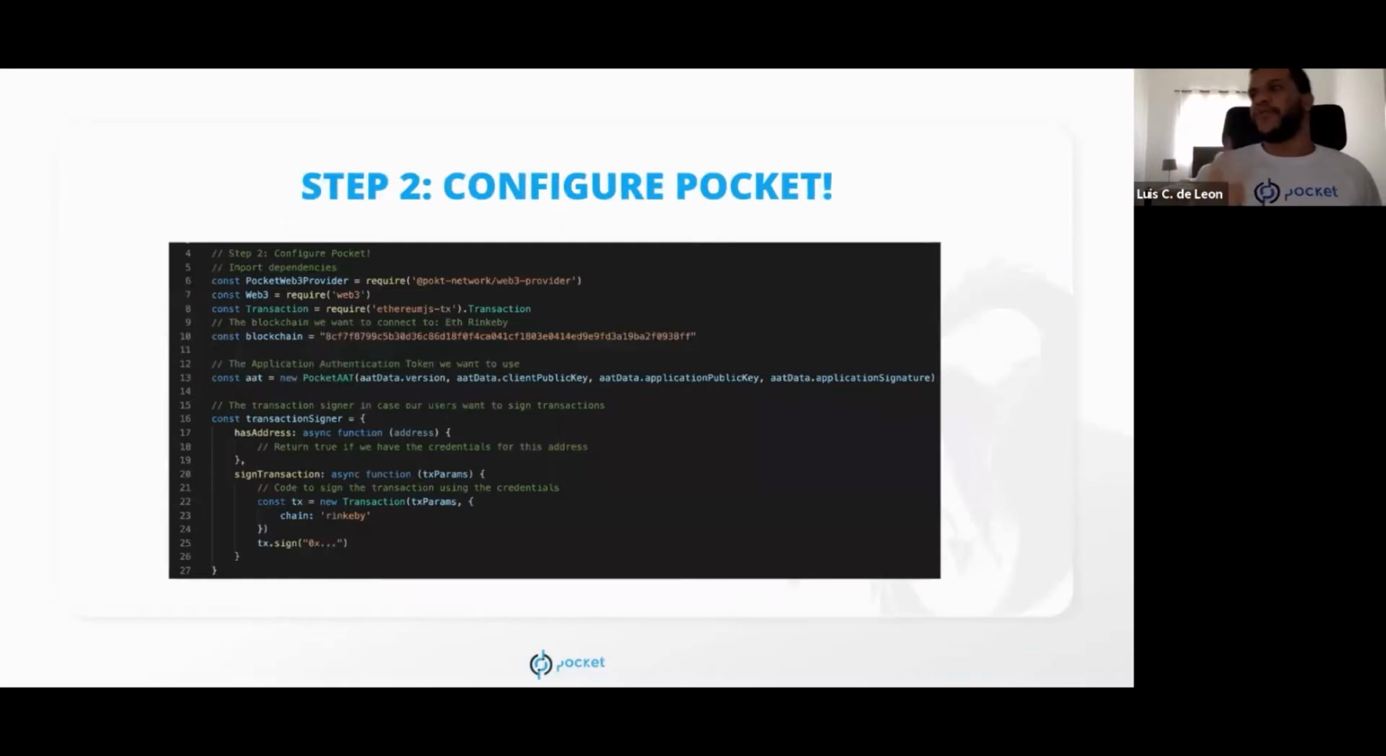So step 2, we're gonna configure Pocket. In order to configure Pocket, we're gonna import the dependencies that we installed in the previous step. We're gonna specify the blockchain that we wanna reach. In this case, as you can see there in the comment, we're gonna be connecting to Ethereum Rinkeby with that hash that we specified. All of the supported networks are in our official documentation.